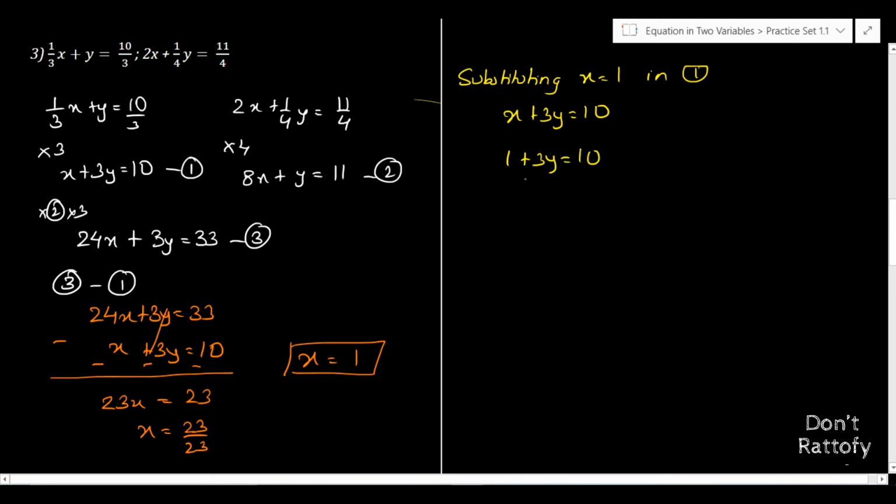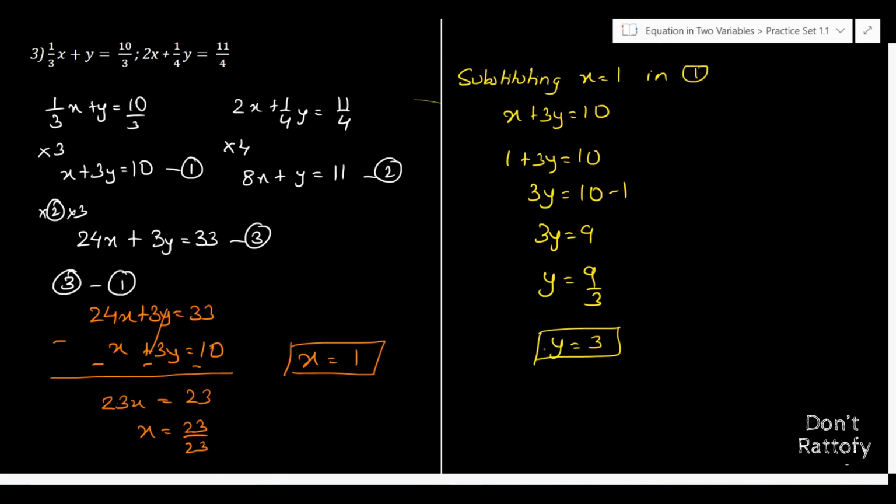If I take 1 on the right hand side, it will be 3y is equal to 10 minus 1, that is 3y is equal to 9. So y is equal to 9 by 3, and that's why y is equal to 3, because 3 3s are 9. So the answer is y is equal to 3. So I have the value of x as 1 and the value of y as 3. With this sum, we have completed the third sum from practice set 1.1. I hope you have understood the sum. It is a very easy sum.